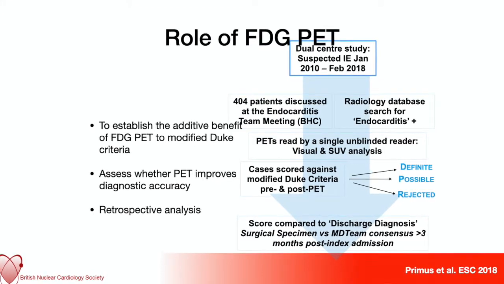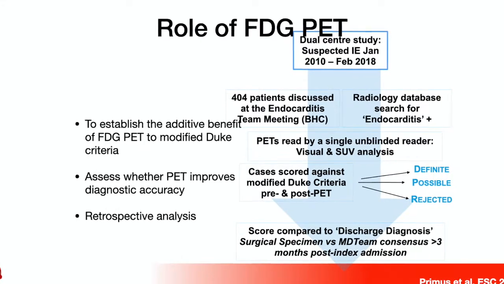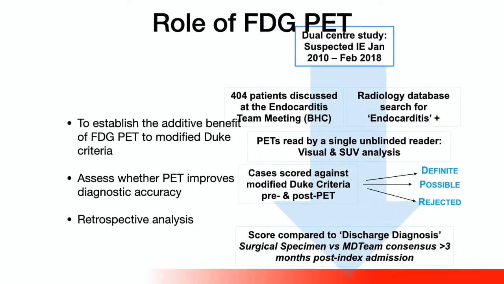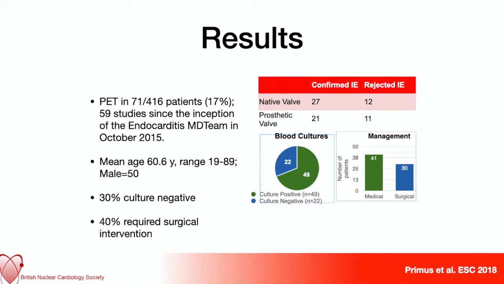If I can share with you our own individual experience at the Barts Heart Centre, this is to look to see whether FDG PET had added benefit over the modified Duke criteria. We did a retrospective analysis of the patients that we saw through the endocarditis MDT. We saw around 400 patients, and 70 of which had PET scans.